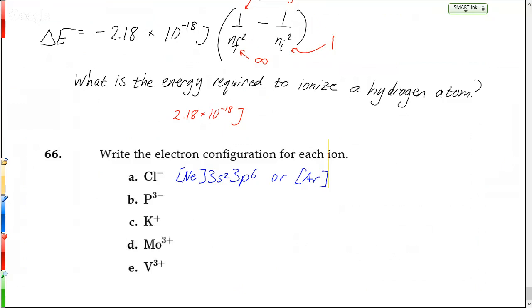Okay. Same thing with phosphorus 3 minus, it's going to be the same. Same thing with potassium +1. All three of those are isoelectronic. They have the same electron configuration. They all have 18 electrons. Molybdenum 3 plus, so molybdenum is 42.